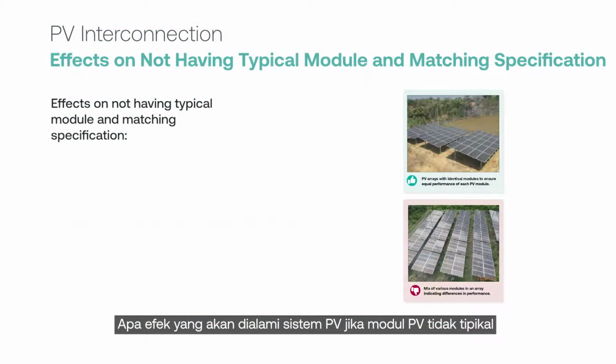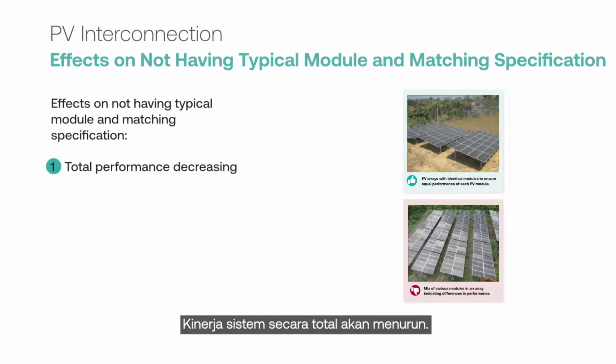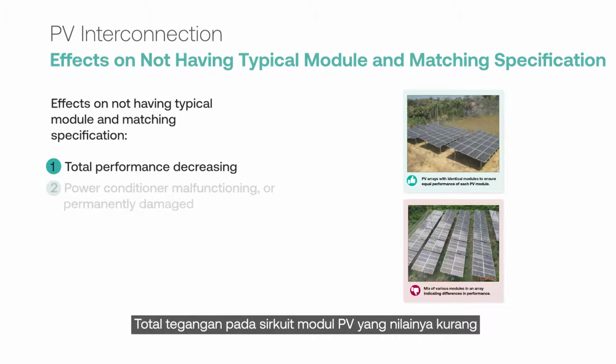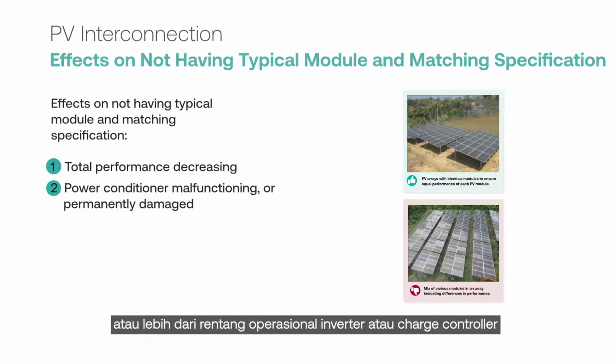What effect will a PV system experience if the PV modules are not identical and their specification doesn't match with the inverter or charge controller? Total performance of the system will decrease. In a PV string with different modules, its current will have the same value as the module with the lowest specification. Total voltage of a PV module circuit whose value is less or more than the operational range of the inverter or charge controller will cause said power conditioner to malfunction. It can even cause fatal consequences such as permanent damage.